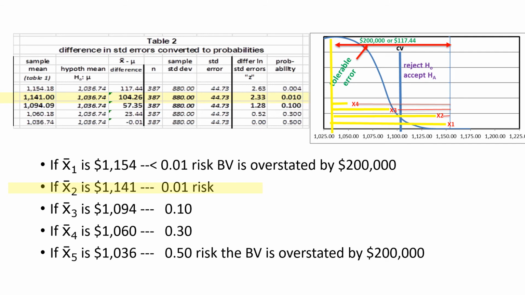0.1. So we're taking these same 5 sample means, but we're looking at them as how much greater they are than what we're trying to prove. What we're trying to get evidence of is that the true mean is greater than 1036. Okay, so the same 5 sample means, but now if we start from the hypothetical mean, we can calculate the probability that we could get a sample mean that large from a population with a mean of 1036.